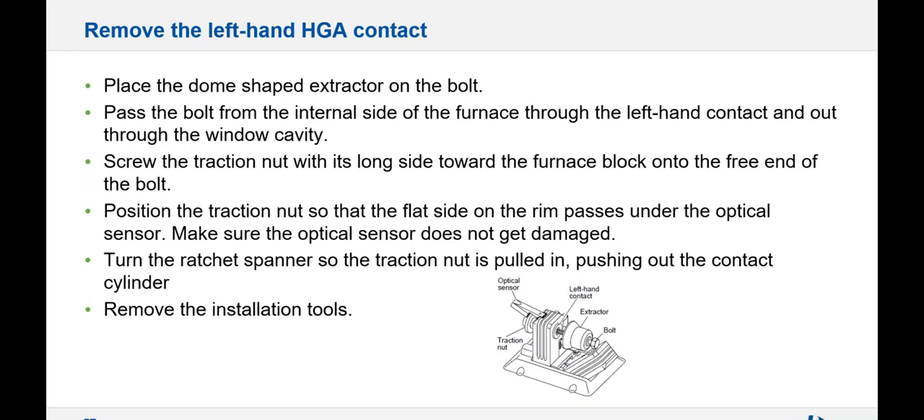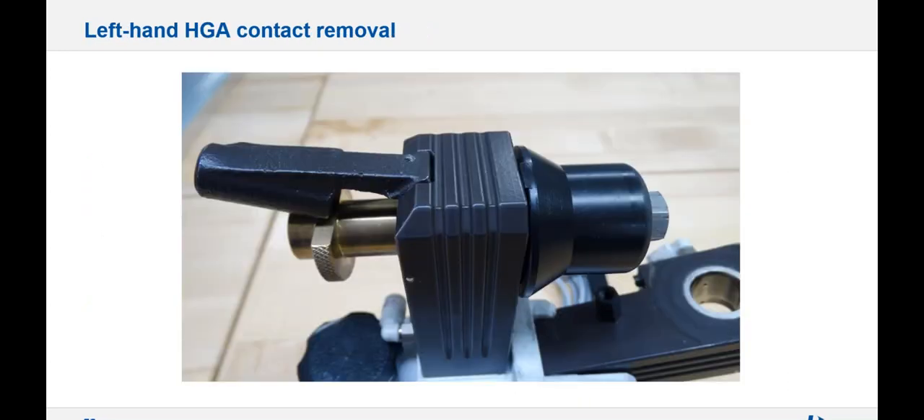And it's very important that you position the traction nut so that the flat side on the rim passes under the optical sensor, because you don't want to damage that optical sensor. And then you turn the spanner so that the traction nut is pulled in, pushing out the contact cylinder, and again, remove the tools. And this is a picture of the left-hand contact cylinder being removed. And notice that you have the flat part underneath the optical sensor.